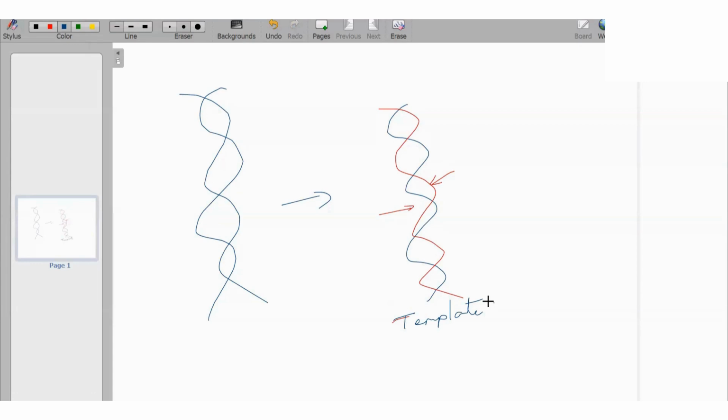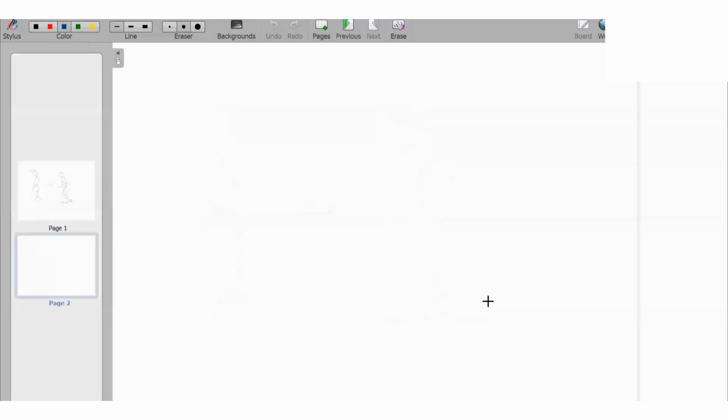Now, what is the point of retaining this one strand? Is it useful? What is the point of retaining the one strand? We are making a new one and we are retaining an old one. So why are we retaining one? So it can act as a template. Okay, why do you want the old one to act as a template?